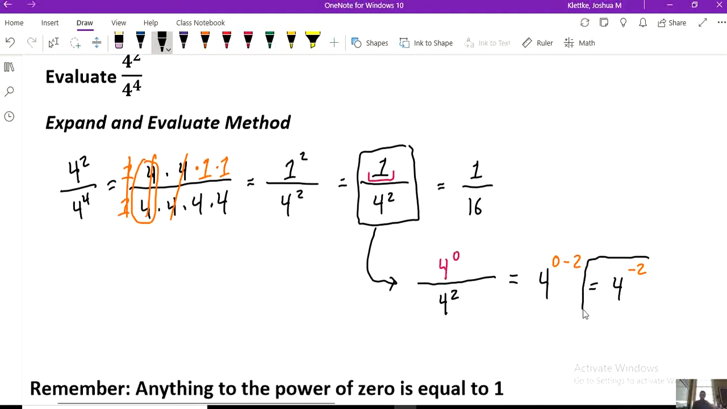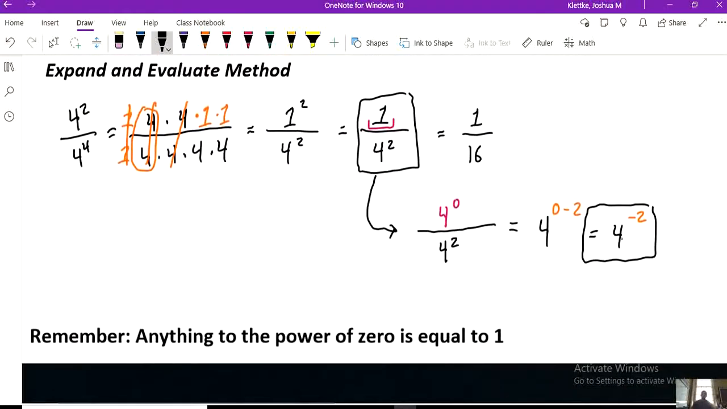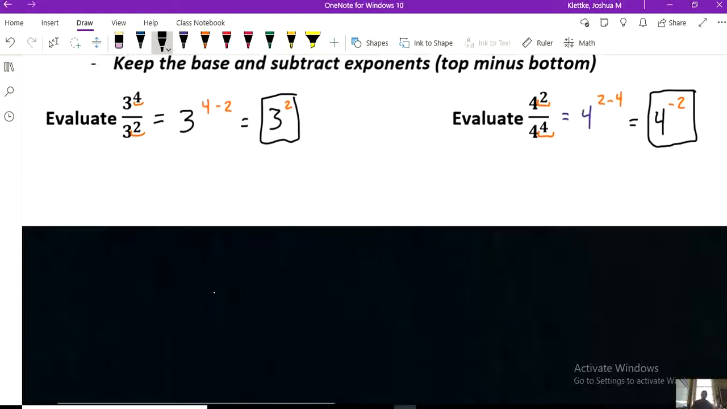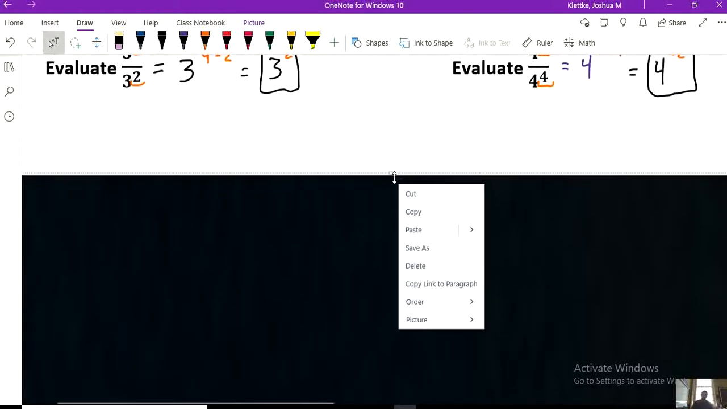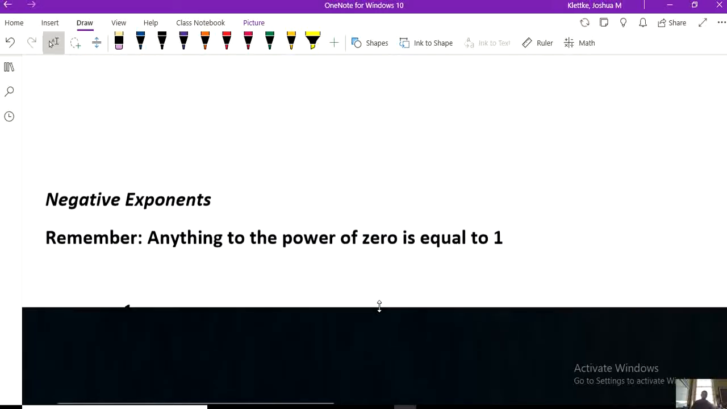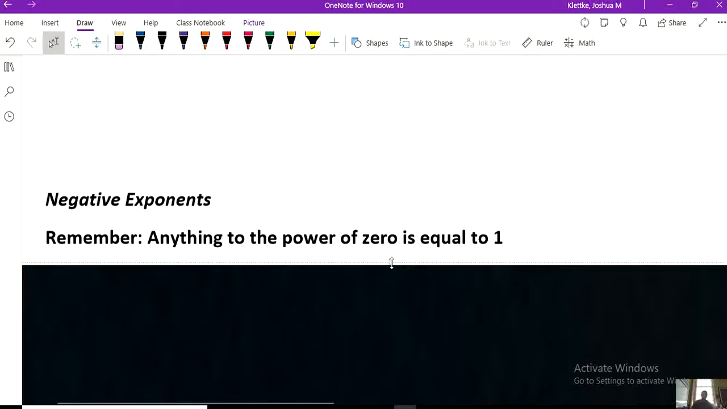So we have connections all over the place here. We have a connection between the shortcut and how to evaluate this. We have a connection between anything to the power of 1 and division with exponents. Math is a beautiful game. We came up with a shortcut method or a rule for dividing bases with exponents. Let's also look at another rule for if we get a negative exponent. Negative exponent, don't worry about writing that down again.